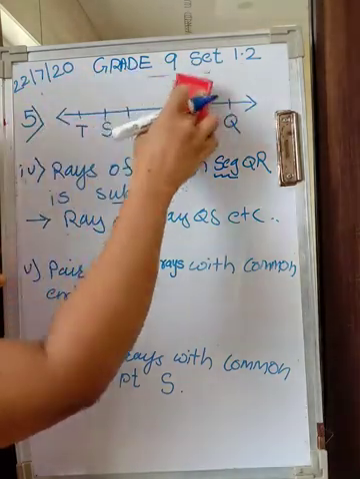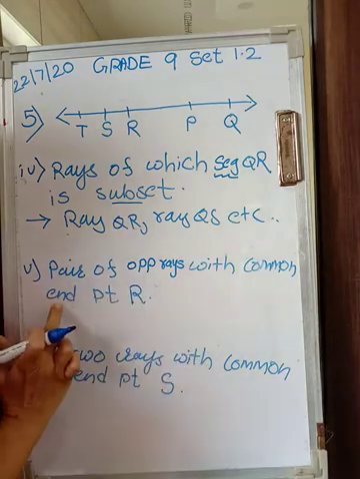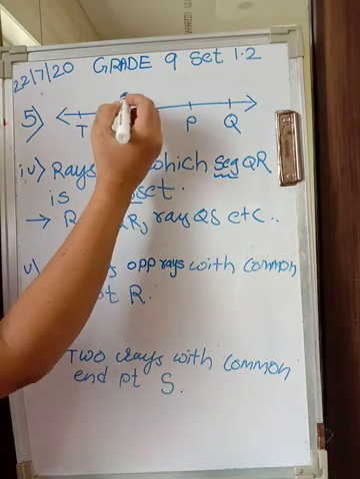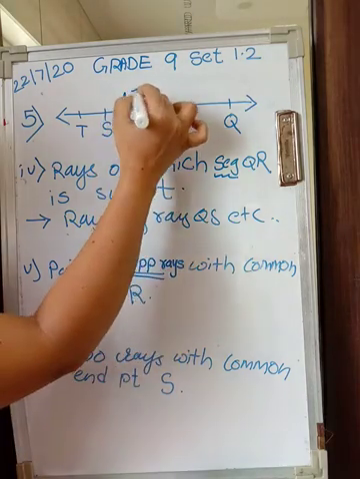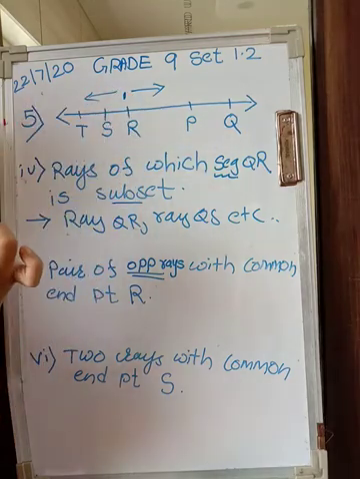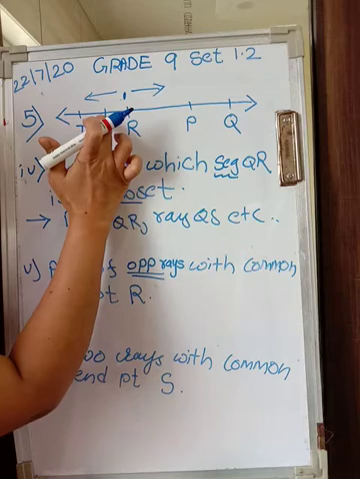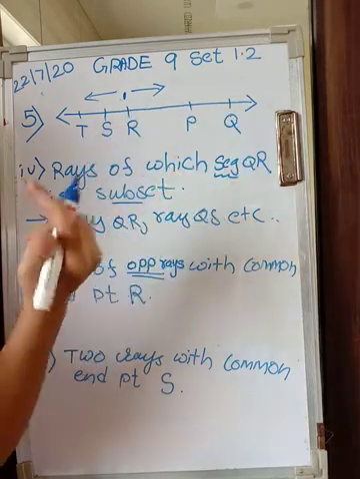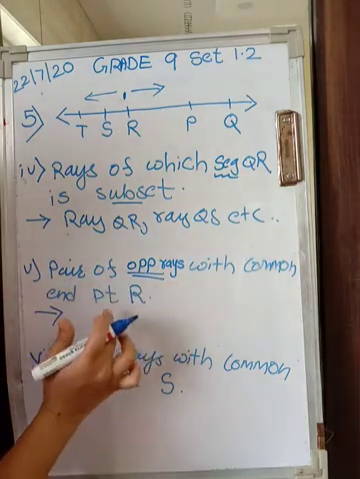Now, in the fifth question what they have asked is a pair of opposite rays with common endpoint R. R is common. It should start from here. If the rays start from here and should be opposite rays, that means one should go in this direction, another in this direction. They should have the common point R. So it can be ray RP and ray RS, or it can be RT and RQ. Pair means two rays.